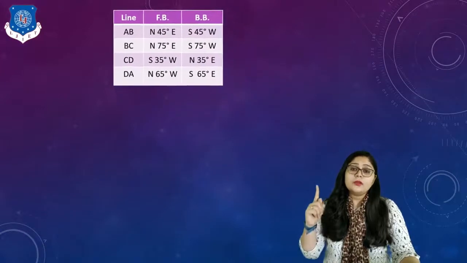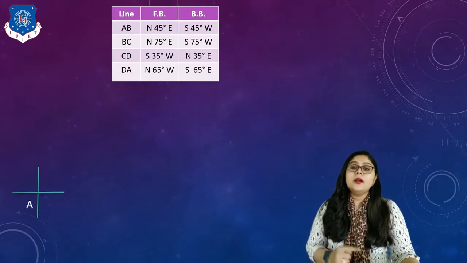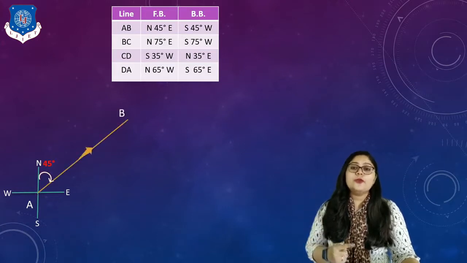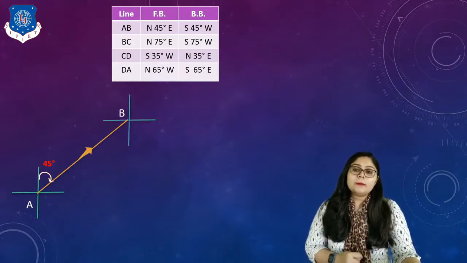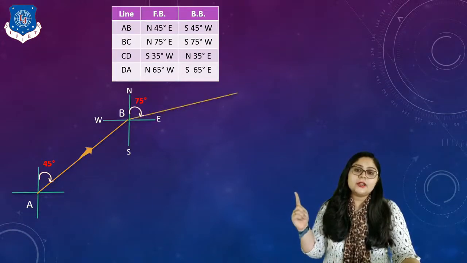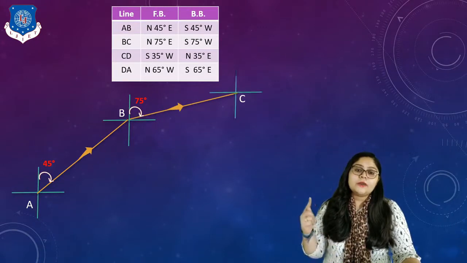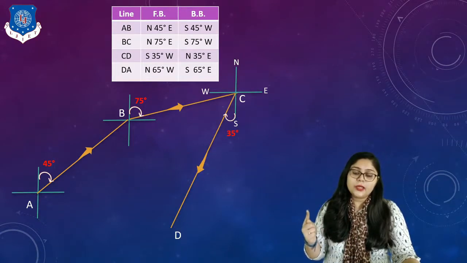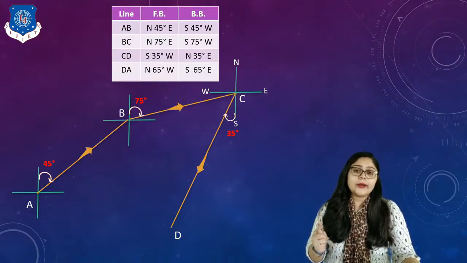Now, through this table, we are trying to plot the traverse. First, it is the point A where north, south and east, west are drawn, and from that, in the forward direction of 45 degree, we go to the station B. Likewise, from station B, we go to the next station C, which is at 75 degree. Then from station C to D, having the angle of 35 degree. Now you can see we are putting values according to the quadrants.